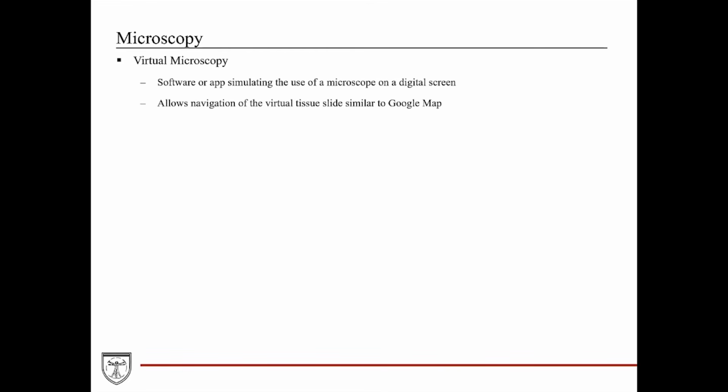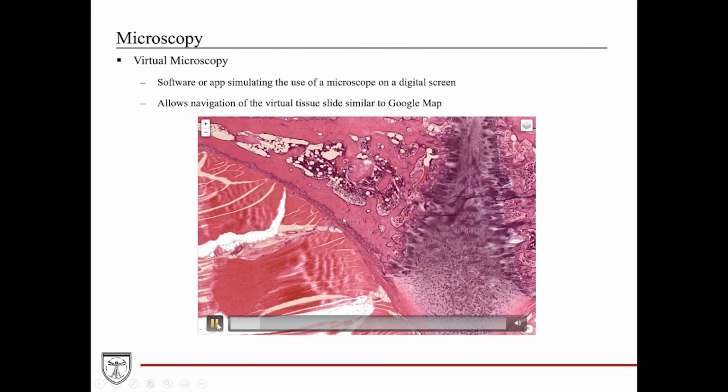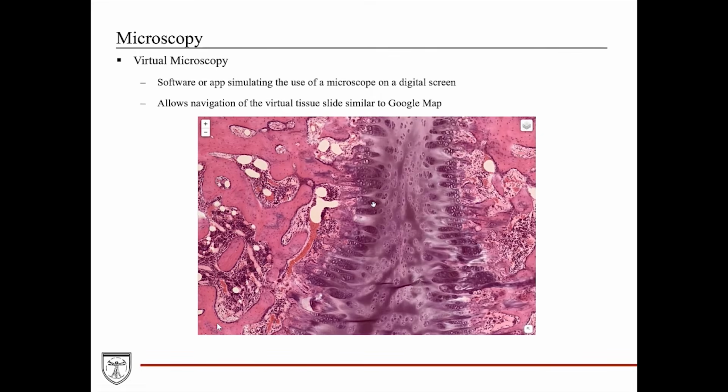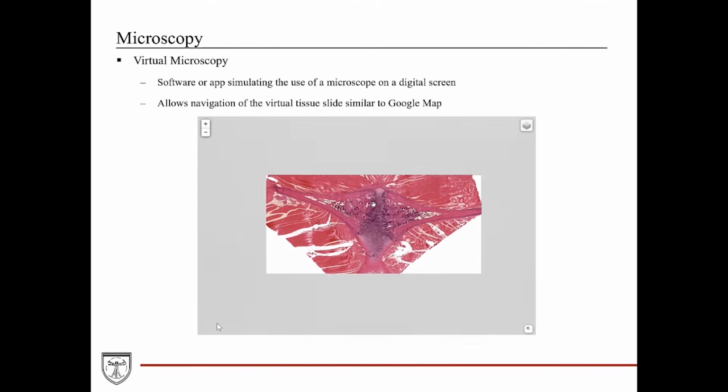And lastly, we have virtual microscopy, the frontier of technological advancements, if you will. This is a software or an app that simulates the use of a real microscope on a digital screen. So a user is able to navigate the digital tissue image the same way someone might use Google Maps. So here's a demonstration. Here's a virtual tissue slide. You will see me zoom in, move to a different area, zoom in further, then start to pan out. Similar to Google Maps. And this is the type of microscopy that you'll be seeing throughout this histology course.